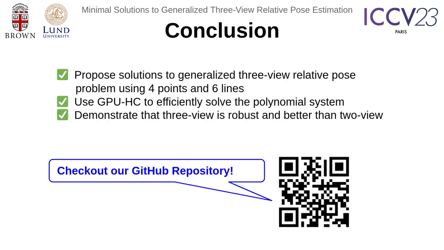This paper proposed 2 minimal problems for the generalized three-view relative pose problem and uses GPU-HC as a solver. Our code is available on GitHub.